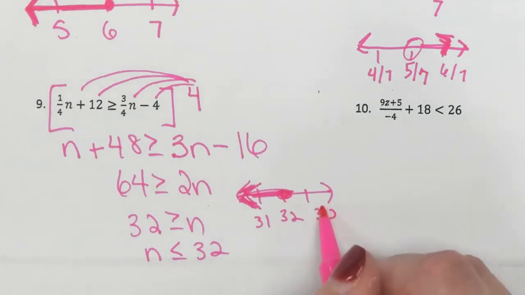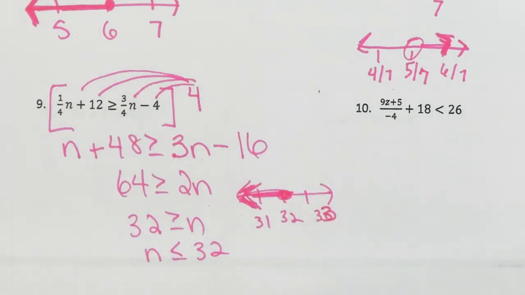What about number 10? What do you have to do first on number 10? There you go. You got to do that first, and you should get a fraction. 37.